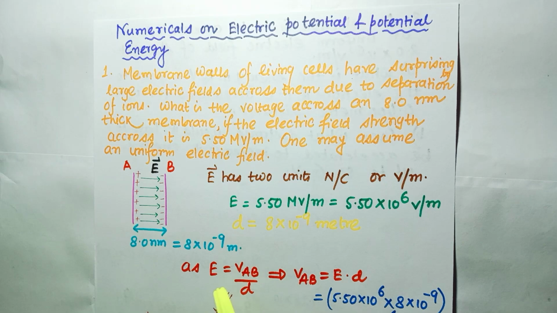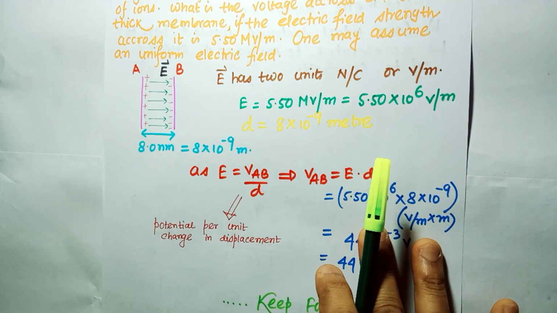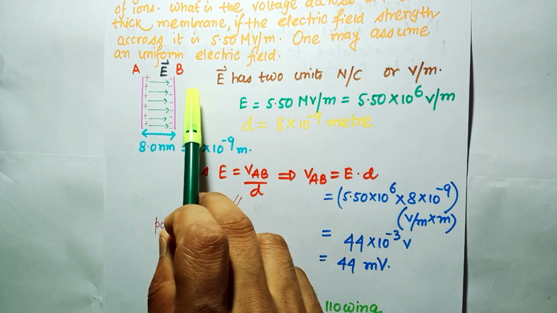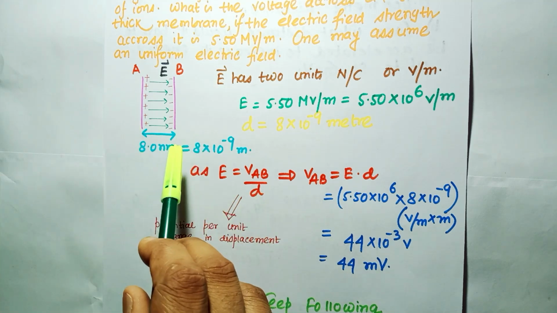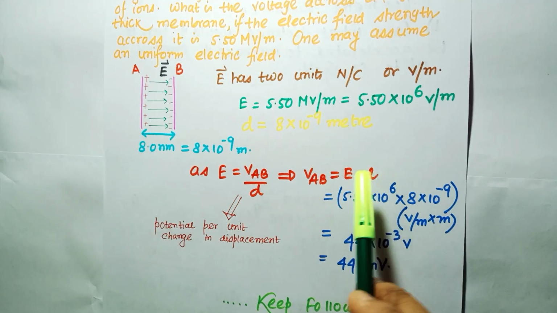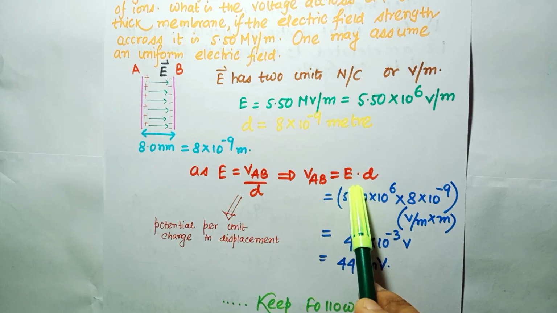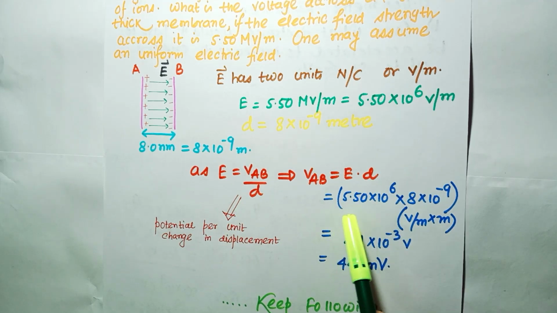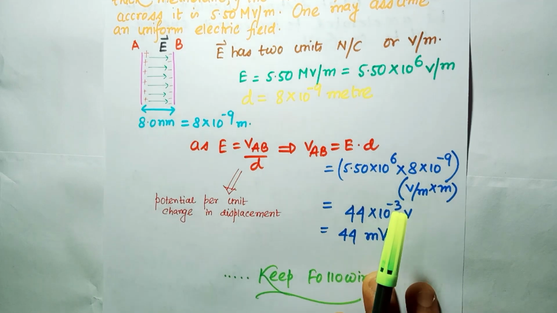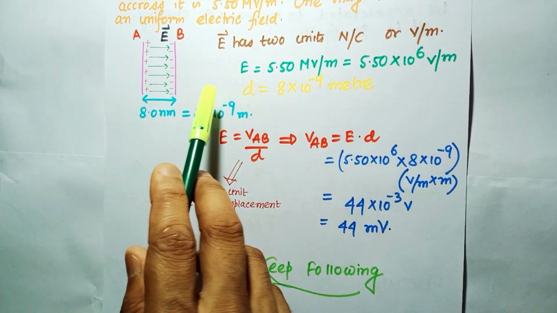So as we all know, the electric field is equal to the potential per unit change in the displacement. So the electric field is equal to V_AB, the potential between the A and B walls, divided by the separation between them. I need to find the potential, the voltage across the thick wall. So it means electric field times the separation. It means 5.50 times 10 to the 6 times 8 into 10 to the minus 9 volt, so it means 44 millivolt. So this is the potential across the two walls of the membrane.